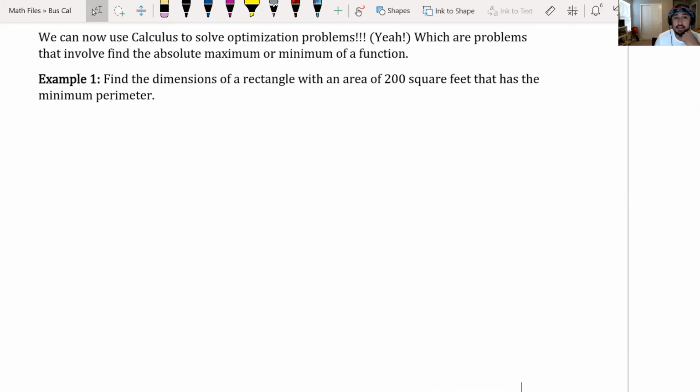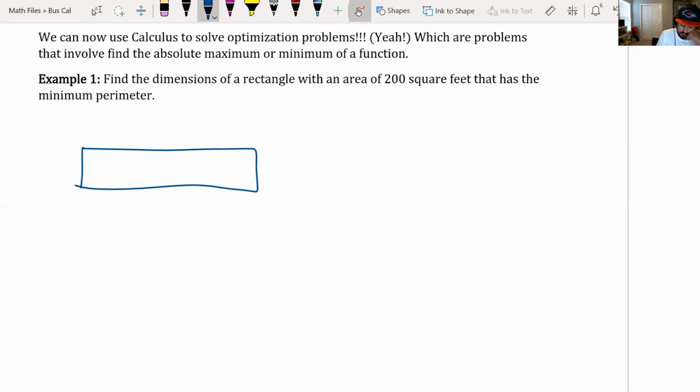Example 1: find the dimensions of a rectangle with an area of 200 square feet that has the minimum perimeter. A diagram helps, so let me draw a rectangle. My rectangle is going to have a width of x and a length of y. The problem says the area of our rectangle is 200 square feet, and we want to have the minimum perimeter.